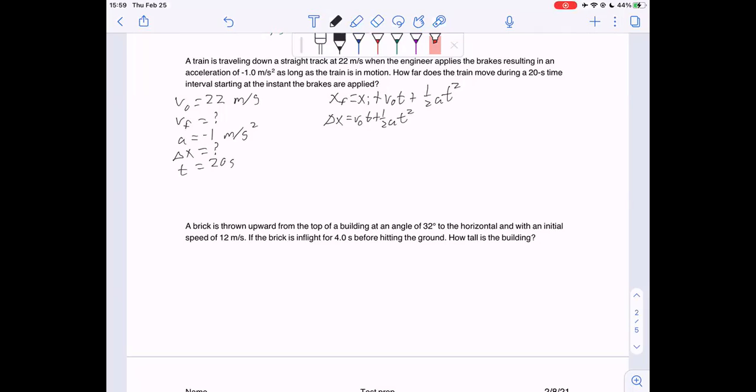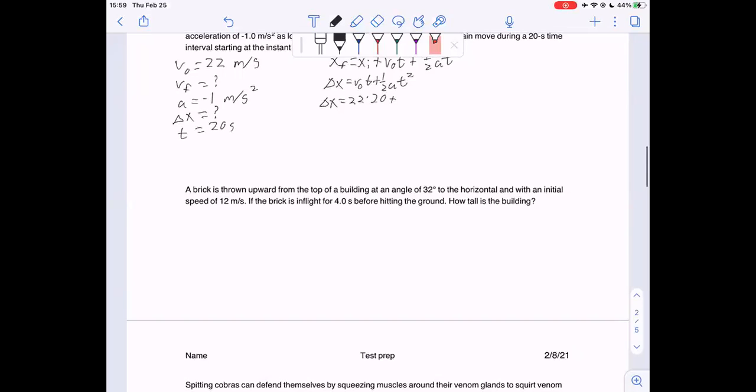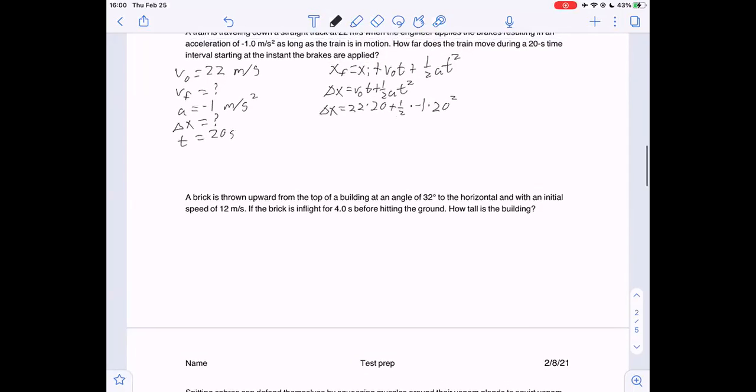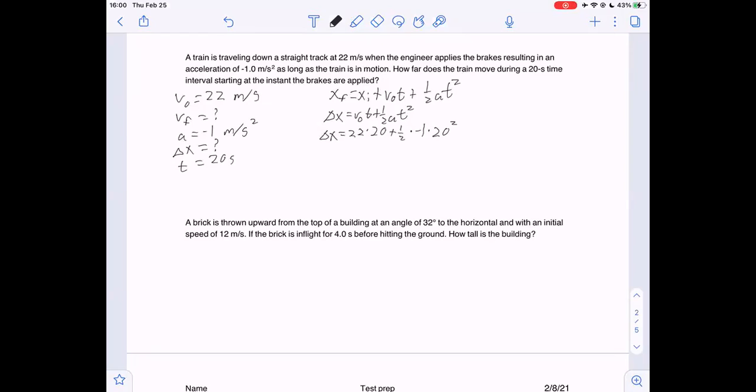Now plugging in what we know, this is a simple plug-in problem. So 22 times 20 plus 1/2 times -1 times 20 squared. Which gives us what for an answer?